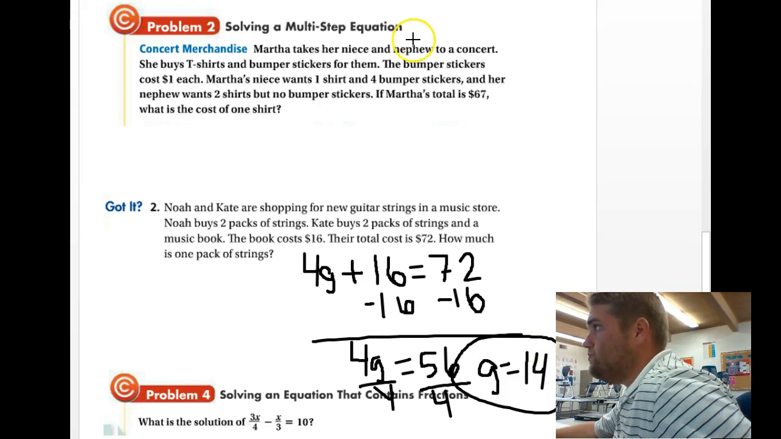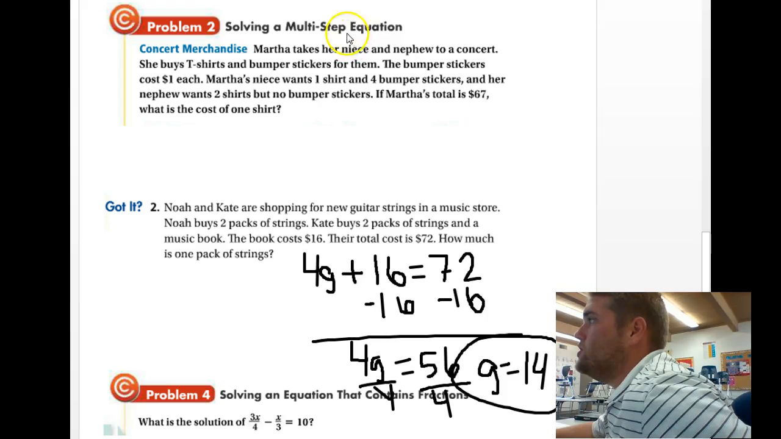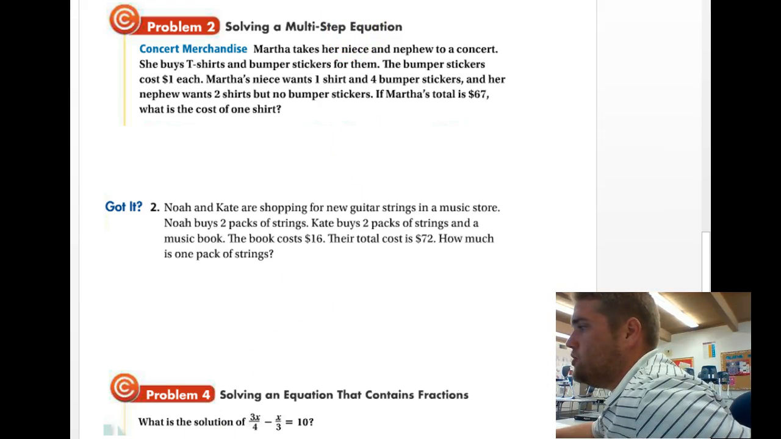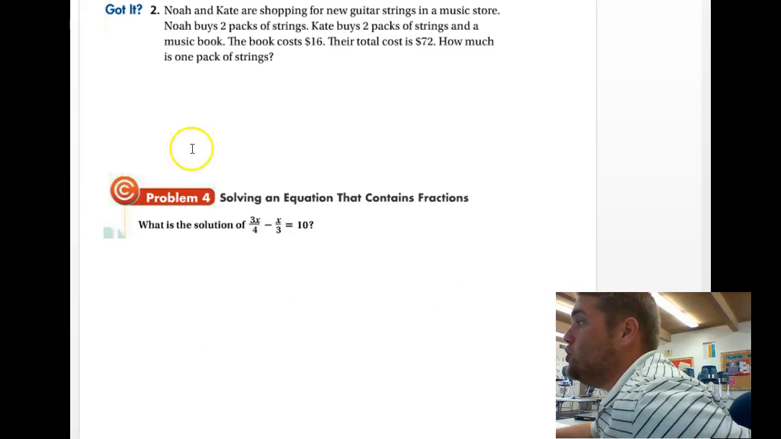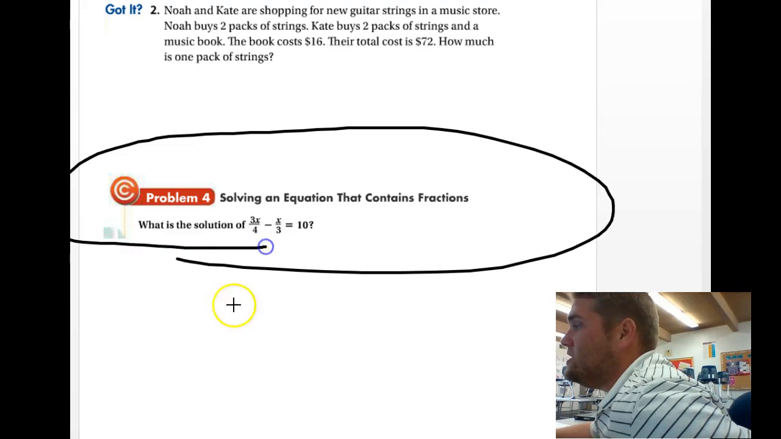Sorry for all those glitches and all that stuff, but I'm sure you'll be okay. Problem 4 we're going to do in class tomorrow. So problem 4, leave this blank. If you want to try it, that's fine. If not, we're going to do this in class.